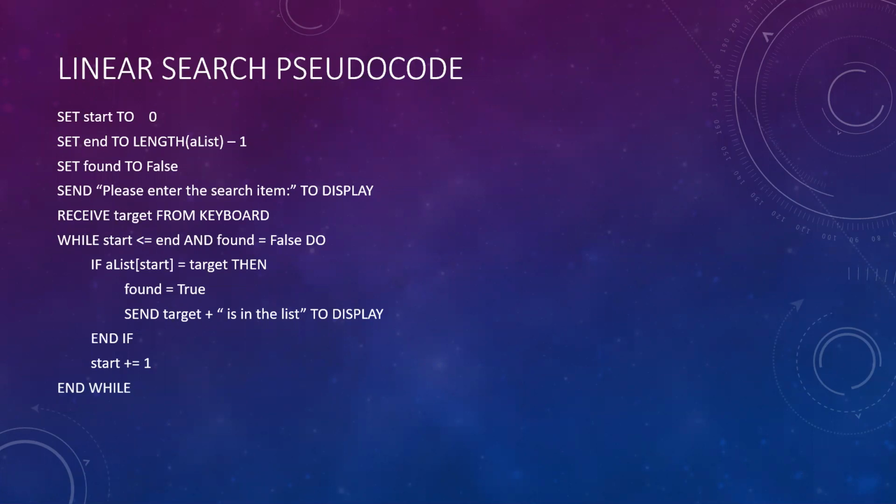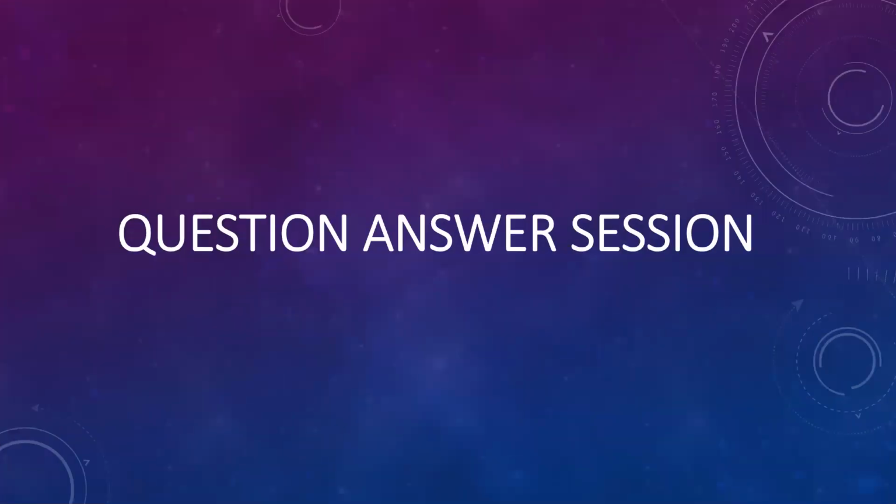Suppose it didn't find the data or the target item that we are trying to find out. So at the end, it will give us a message. If found equals false, then it will give us the message that the search item is not in the list. That's it. So this is the way to find data by using the linear search in the list. So if you have any question, then you can ask.